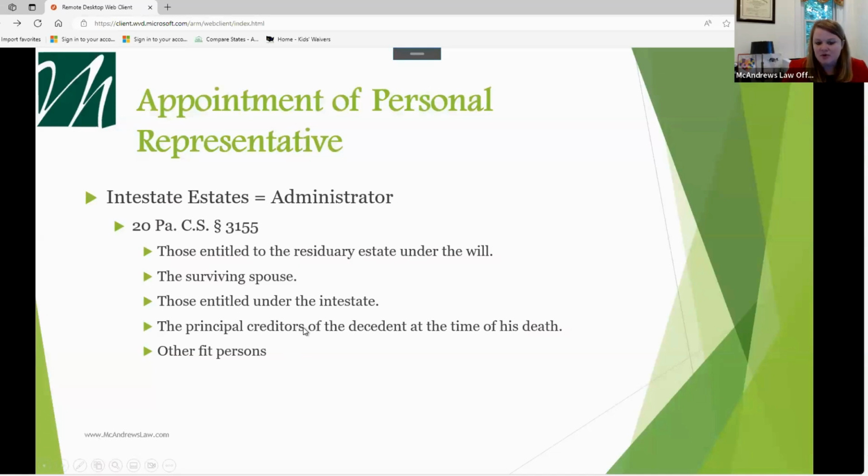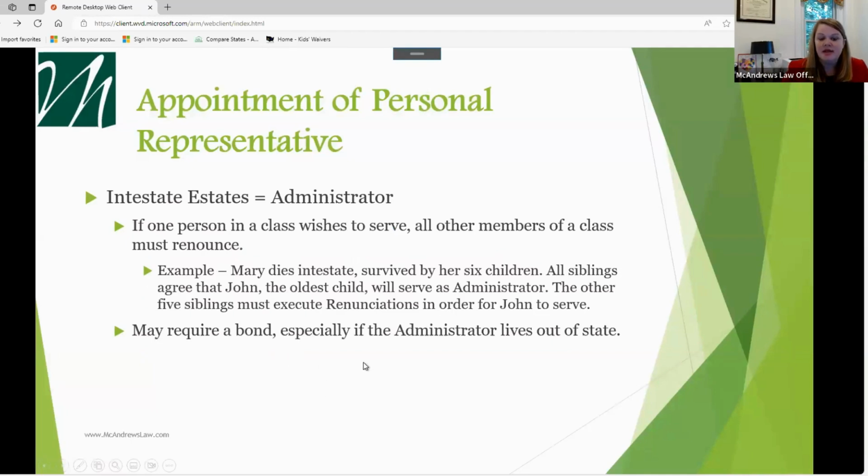The other individuals who are entitled, you keep going in that order of priority. After children, we continue down the intestate line. So I would look to parents, then siblings, and it keeps going out. A principal creditor of the decedent at the time of his death can force the opening of an estate if no one else is going to do it. Your catch-all at the end is anyone else who may need to administer it if you don't have any of these other family members. Like I was saying, if one person in the class wishes to serve, all the other members of the class must renounce. That's with your children example.